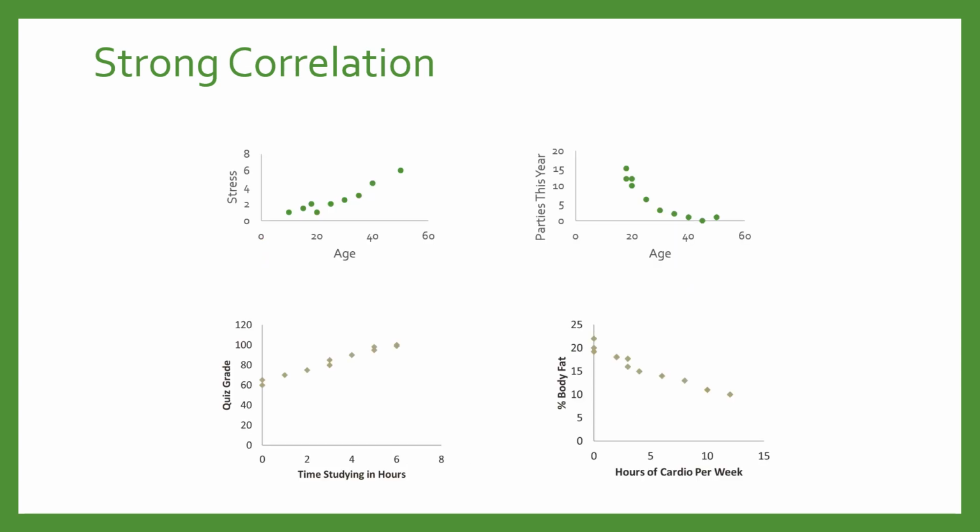Here we can see more strong correlations that are more realistic. So here we have a consistent increase in stress as age is going up. Those who are older tend to party less, right? We've seen these before, and these were all strong. Those who study more tend to have higher quiz grades. Those who do more exercise tend to have less body fat. But it's a really consistent trend in results, right? You see that the dots are fitting a line pretty closely. And when we get to regression, you'll see that the stronger a correlation is, the more effective your regression equation is at predicting outcomes because there's less variance in your predictions.